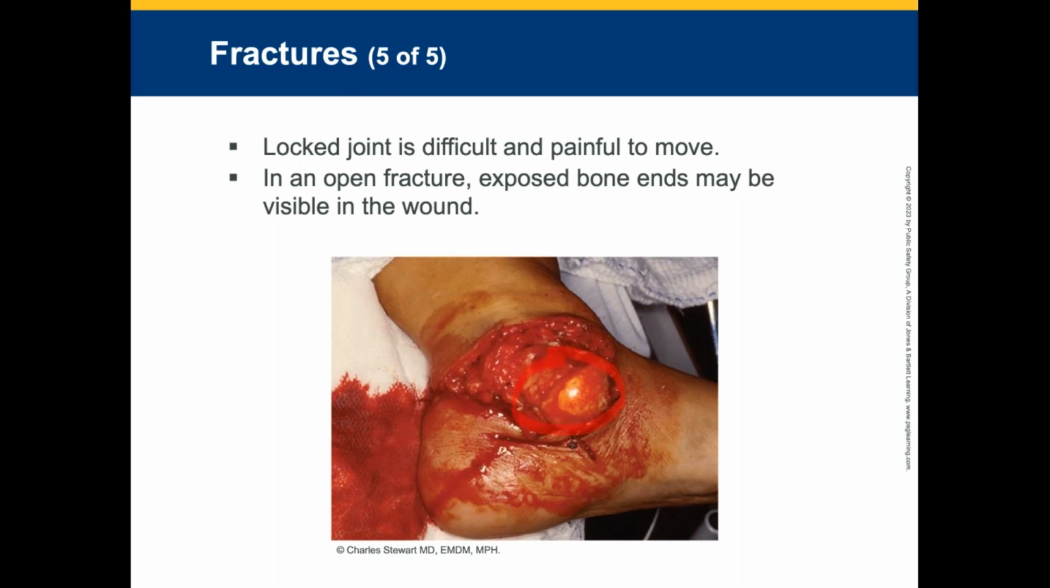So in an open fracture, the exposed bone ends may be visible in the wound itself. So this one here, obviously a lot of packing of gauze to control the bleeding, wrapping it up, and then splinting in place, right? If there are no pulses, as you check pedal pulses down here, if there isn't any, we might have to realign to get pulses back.